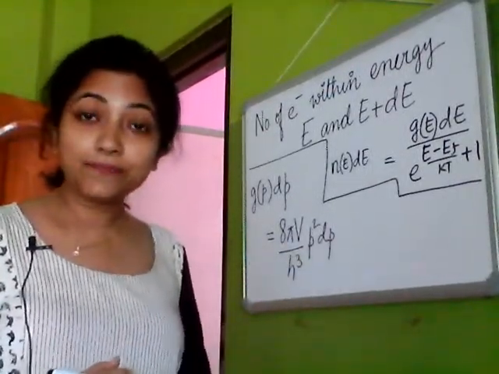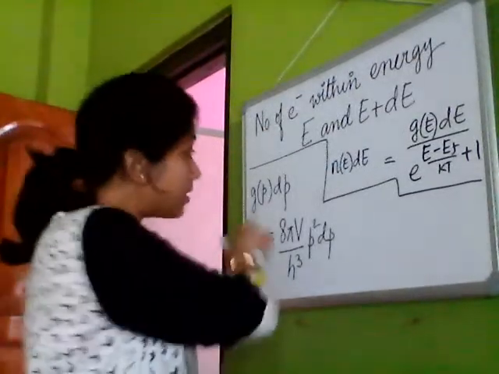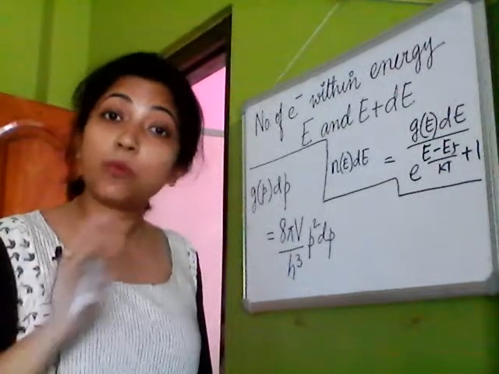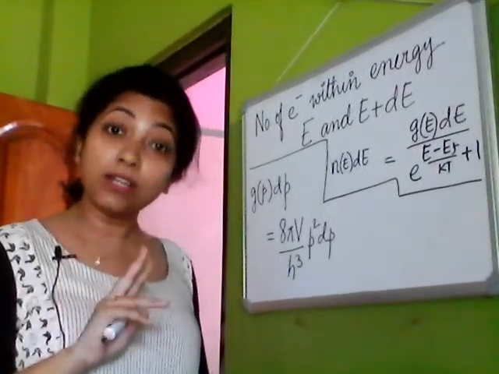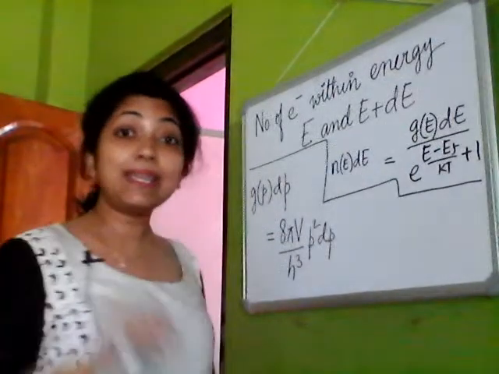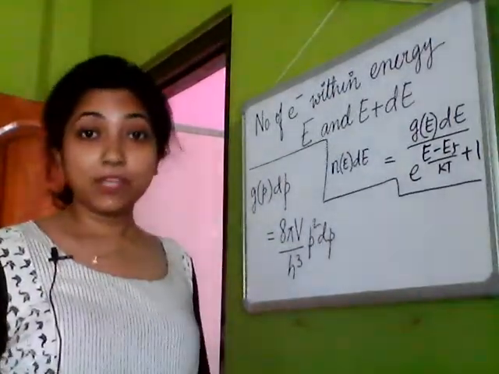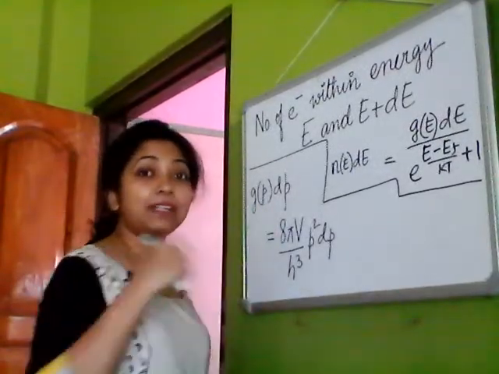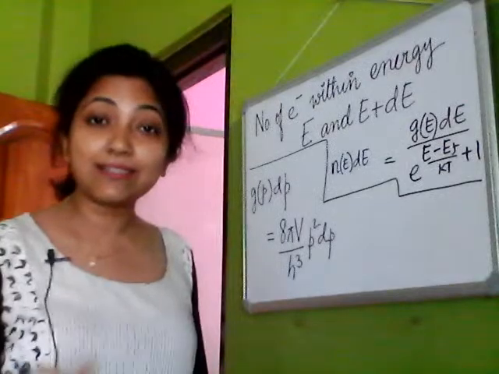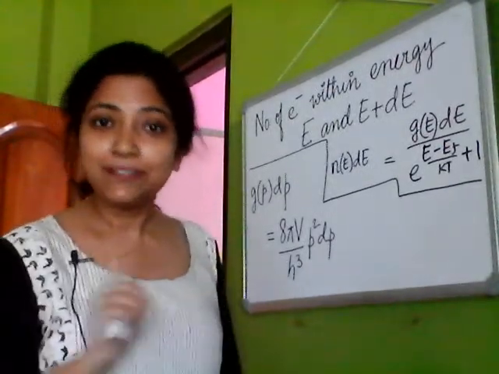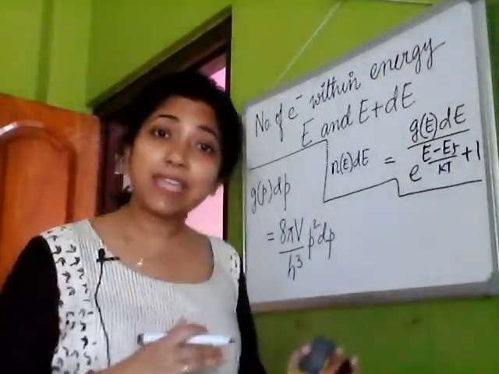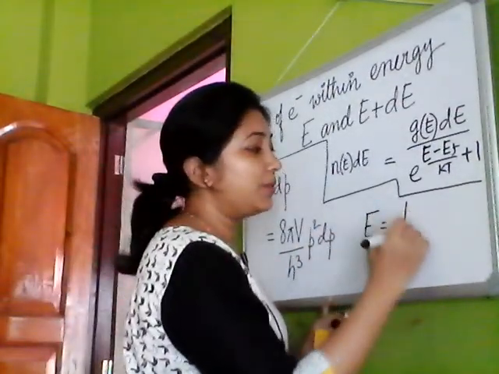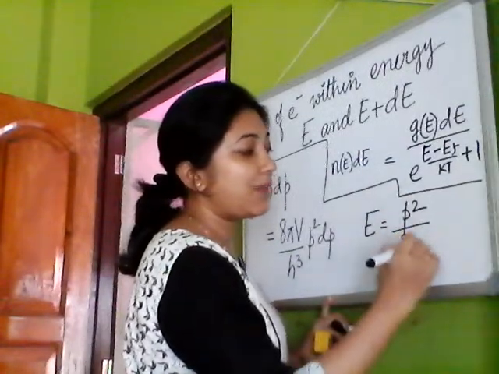We have derived this. But I do not want GPDP. I want GEDE. I do not want the number of states within momentum range P and P plus dP. I want the number of states within the energy E and E plus dE. So what am I going to do now? I am going to convert this GPDP in terms of energy and write it as GEDE. Fine. But then how are P and E related to each other?